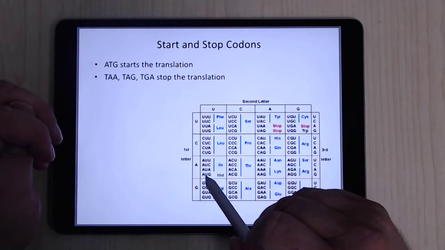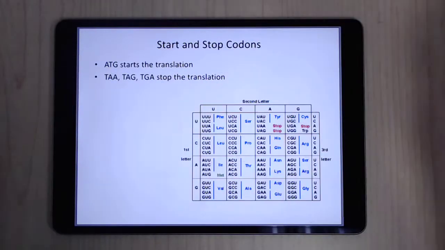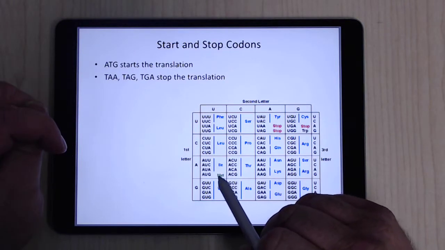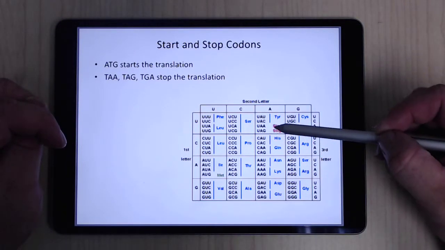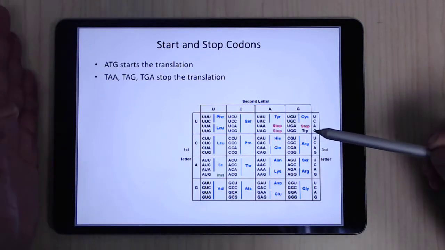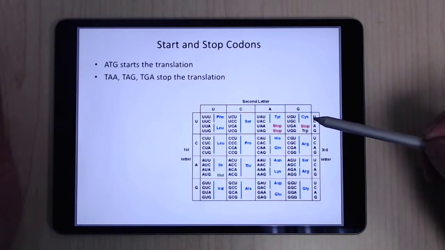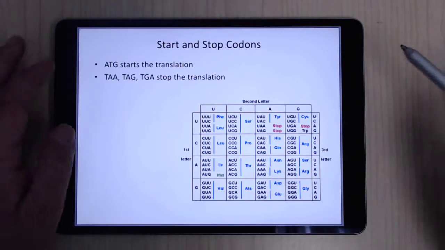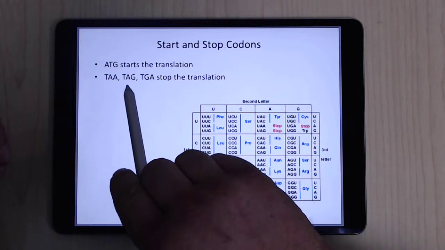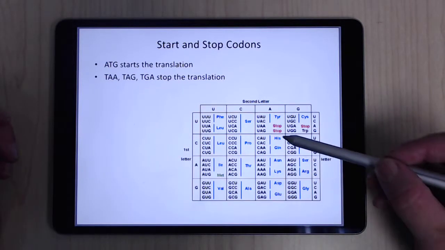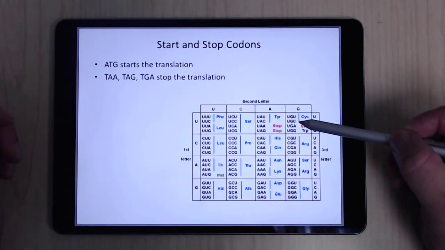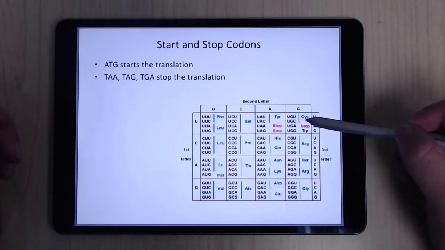So the AUG here, or ATG from the DNA, that's going to be the methionine. And then you've got three stop codons, right? So when it hits this, it's going to know, okay, I'm going to stop, not going through there. In DNA parlance, it's TAA, TAG, or TGA, or the RNA versions right here.